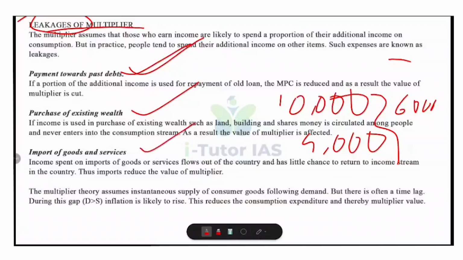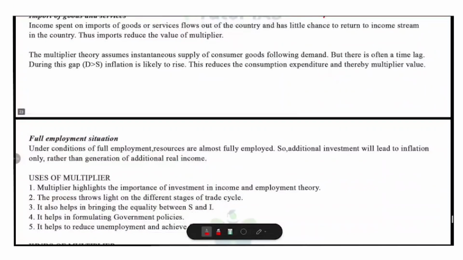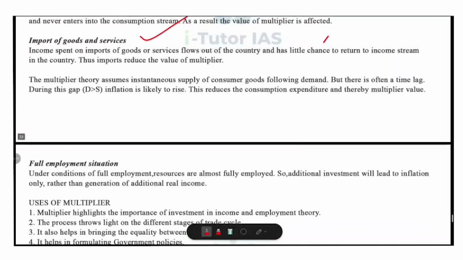Next one, import of goods and services. What does that mean? If people spend part of their additional income on foreign goods or services, that money flows out of the domestic economy. It doesn't add to national income, thus reducing the multiplier effect. For example, spending on imported cars or electronics sends money abroad. So it is also a leakage. Then what is the next one? Time lag in production.